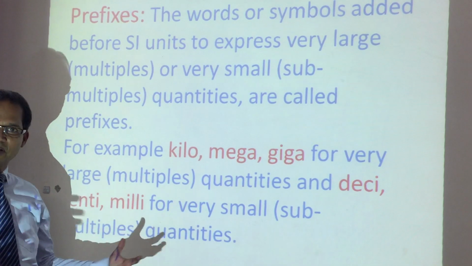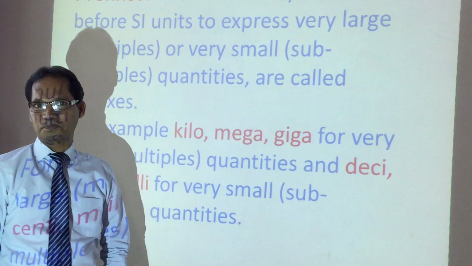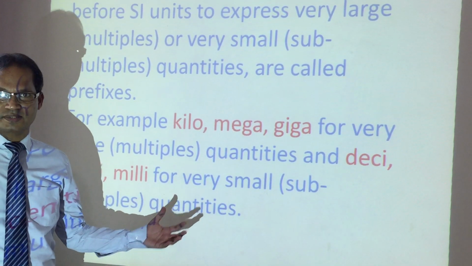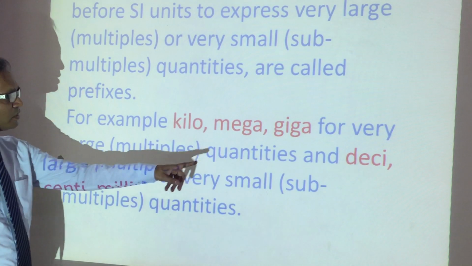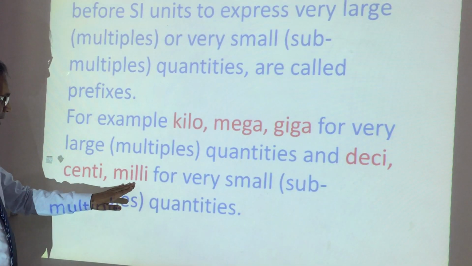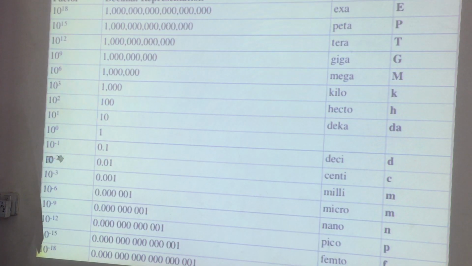If the quantities are very big, we use the prefixes kilo, mega, giga. As you know, gigabytes mean a huge number of bytes. If the quantities are very small, then the prefixes are deci, centi and milli. Let's see how we will be using this.